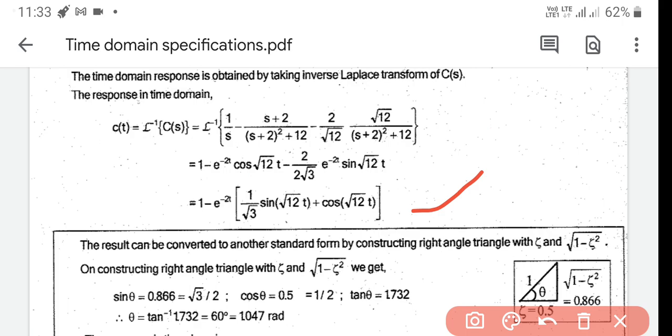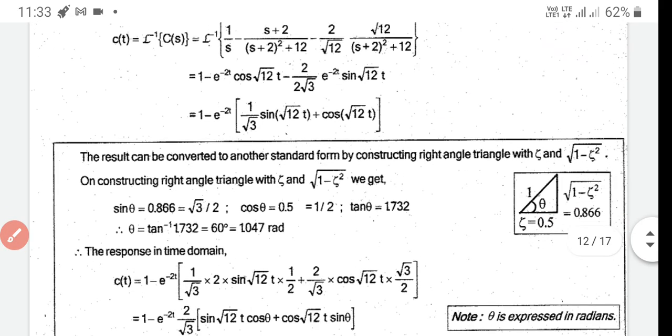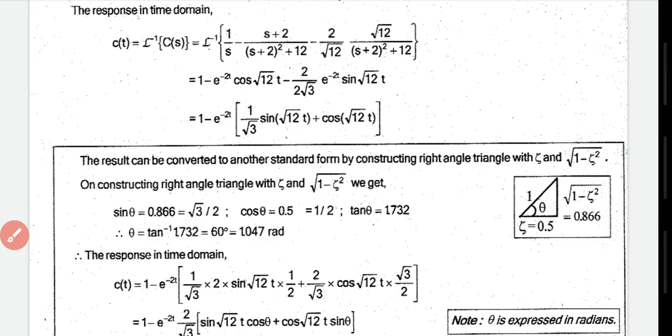You can convert this into another standard form also by using the right angle triangle, that is nothing but zeta and square root of 1 minus zeta square.